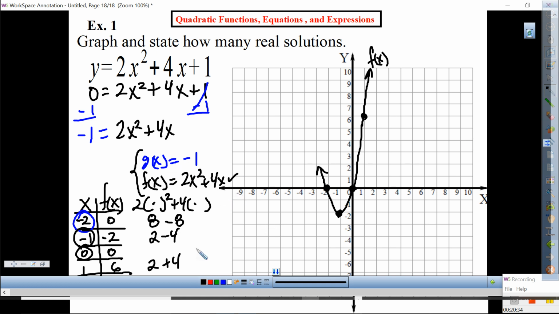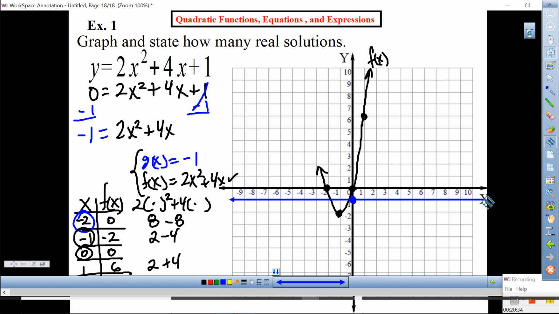Now let's graph g of x. G of x goes through where? Negative 1. Where's negative 1 of y? Negative 1 is right there. Since it doesn't have a slope, it's a straight line going through that point. And there it is. That is my blue g of x.